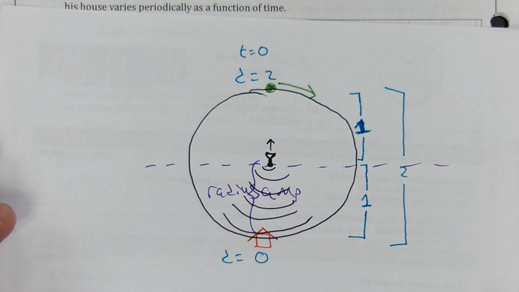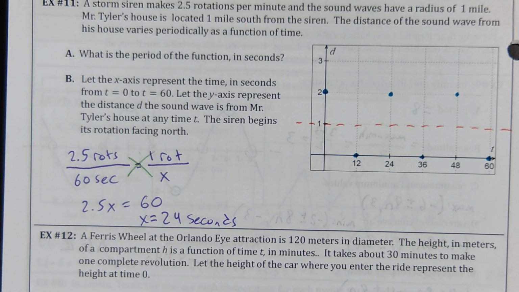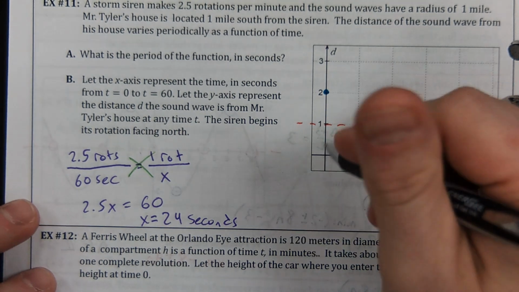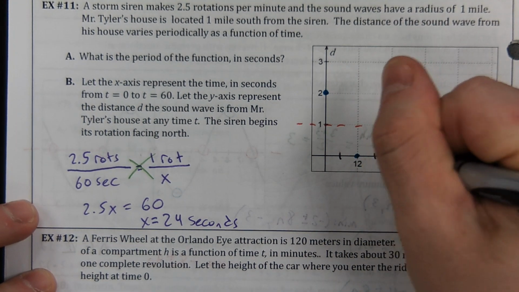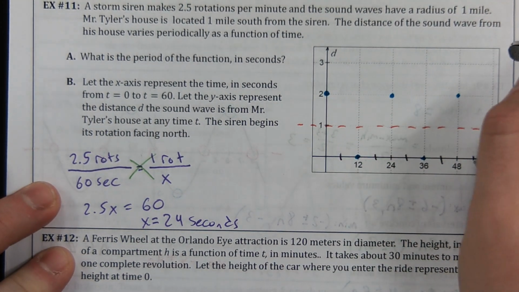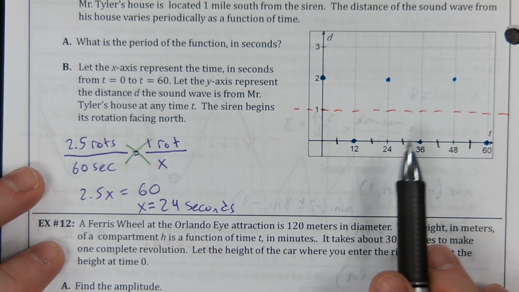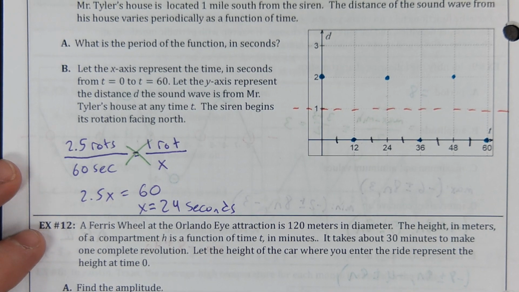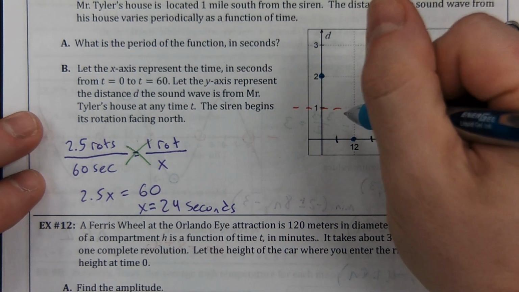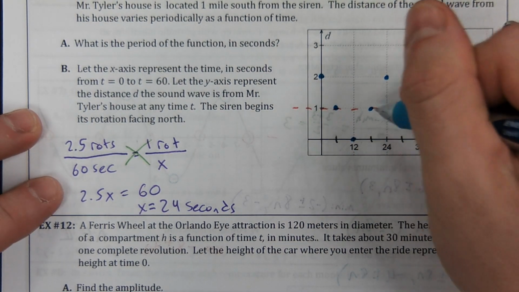So radius is always amplitude. Center is always midline. Always. And you know what's halfway between 0 and 12? 6. So the tick marks that I'm drawing now make this whole thing count by 6s. See? 6, 12, 18, 24, 30, 36, 42, and so on. Because halfway between a minimum and maximum is going to be a midline hit.